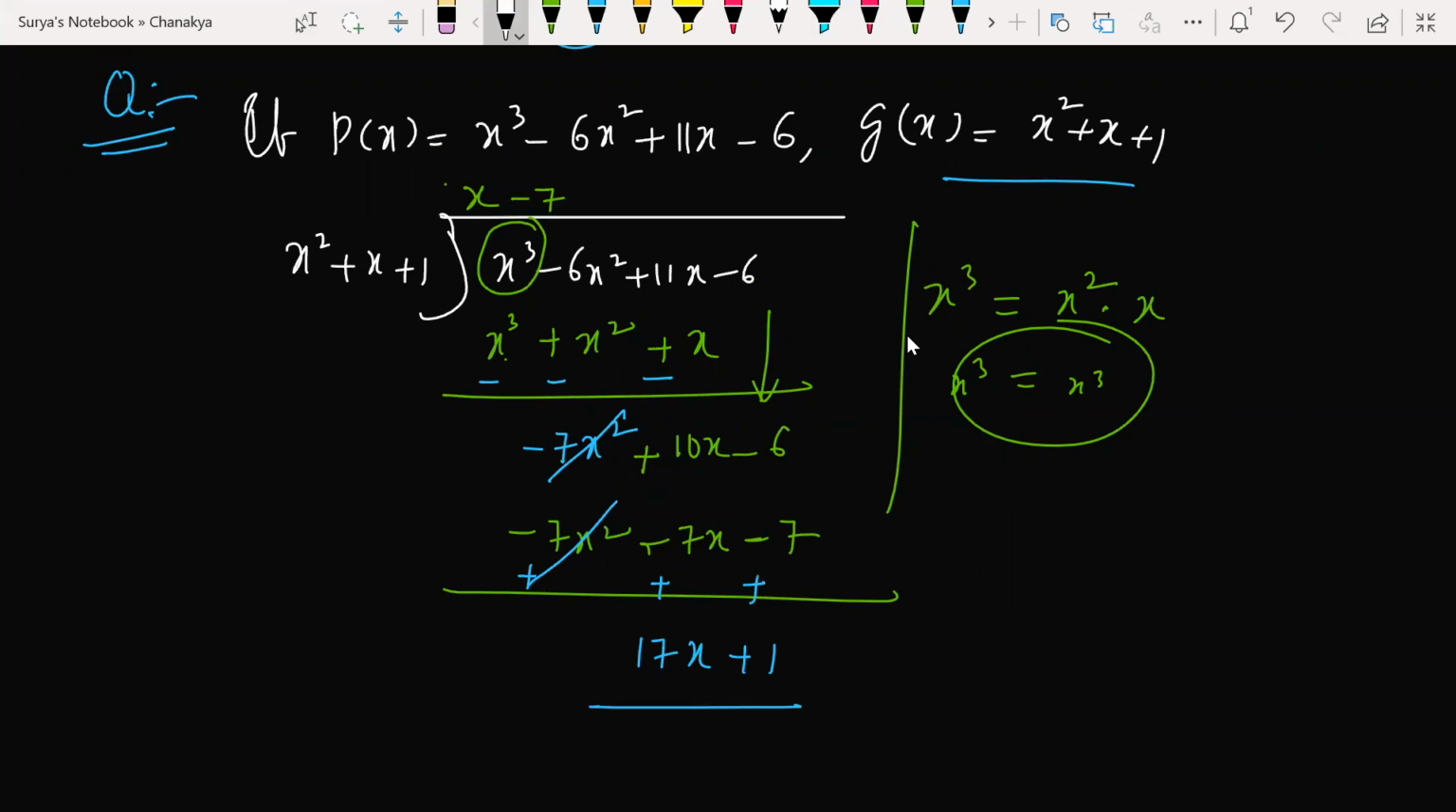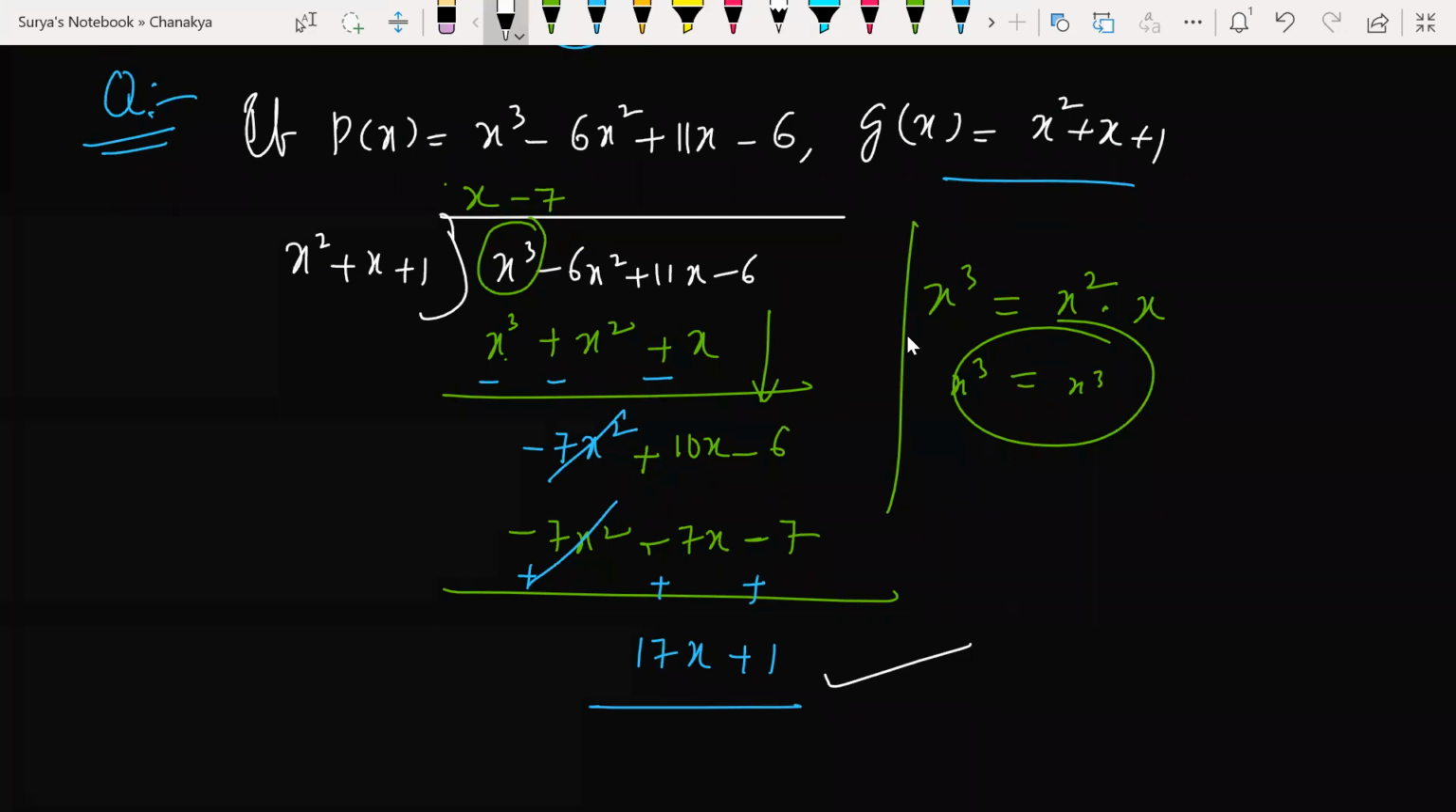Someone has asked, sir, would the remainder always be just a number? Must it be 1, or could it be anything? It could be anything. In the last example, we got the remainder as 1. Now in this example, we are getting 17x plus 1 as the remainder. Are you getting my point here?